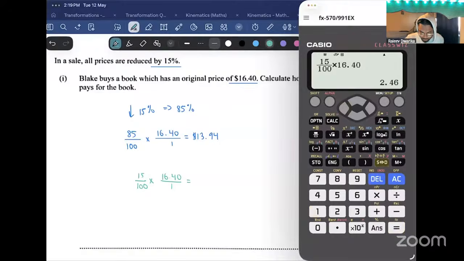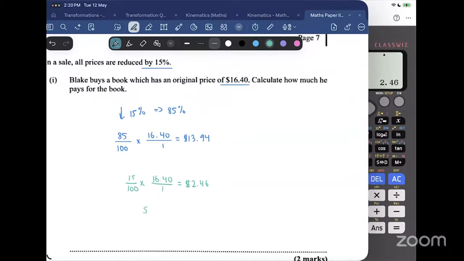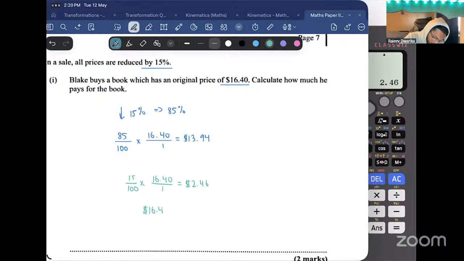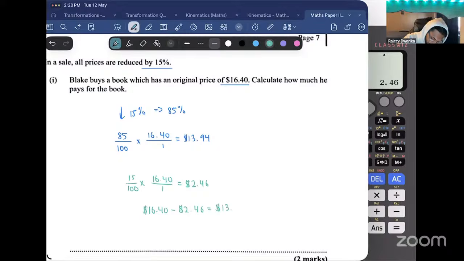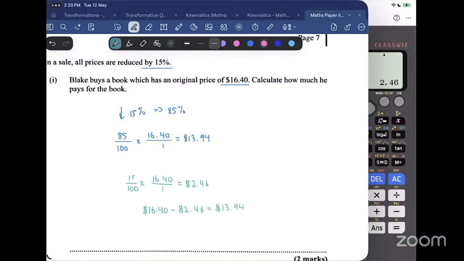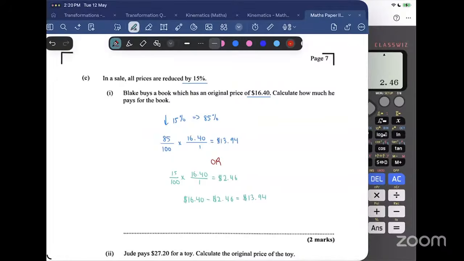Here I get 2.46. And then it will be 16.40 minus 2.46. Minus that, okay, and you get the 13.94 as well. Okay, yeah, I did that. All right, cool. Are we good? All right, I'm moving on now.